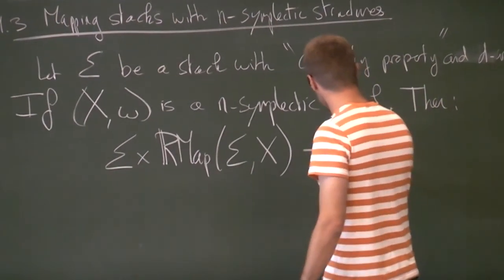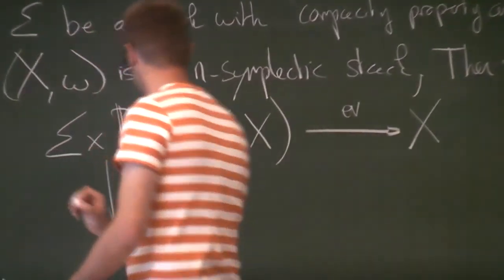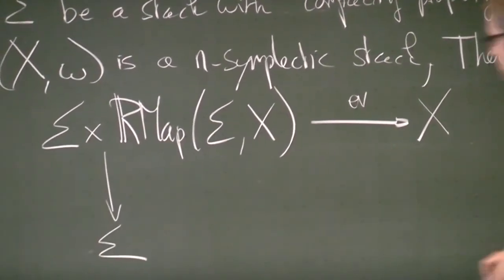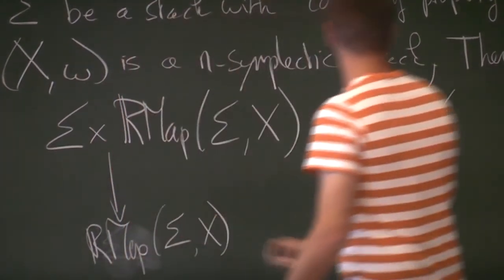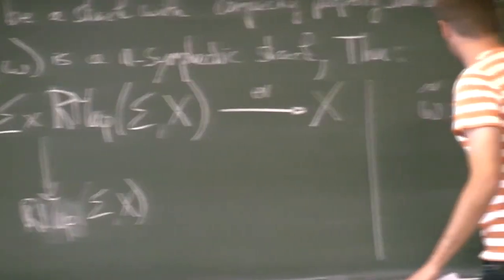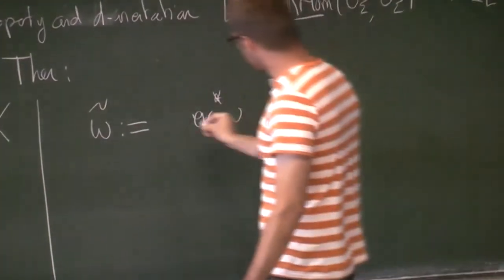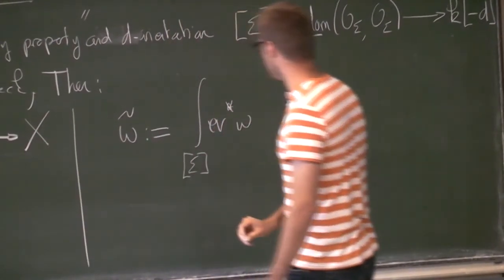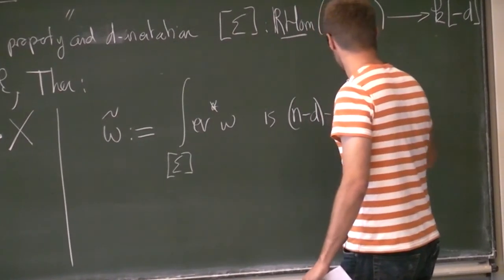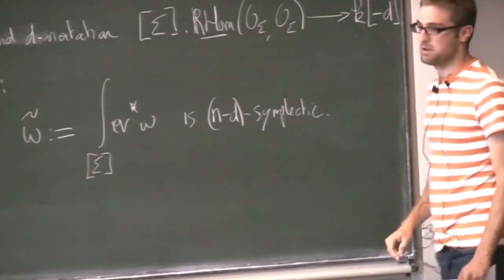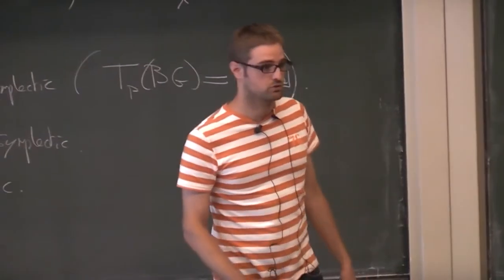So we have the evaluation map, which goes to X, and here we have the projection to sigma, to the mapping space. Then I'm going to define omega tilde. I first take the pullback of omega through the evaluation map, and then I use my integration theory. I integrate over the fundamental class of sigma, and this gives me an n minus d symplectic structure on the mapping space, maps from sigma to X. That's something physicists have been doing for quite some time now.